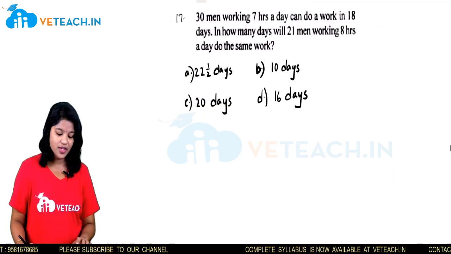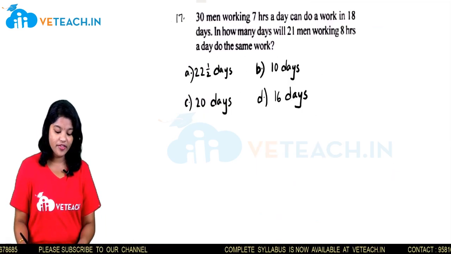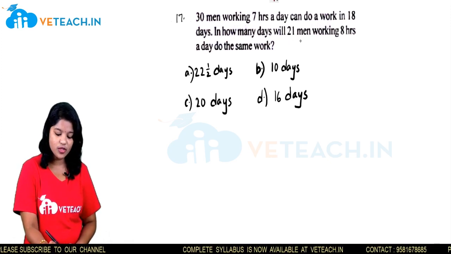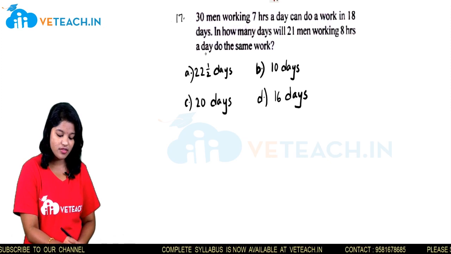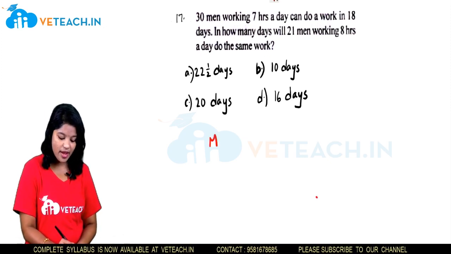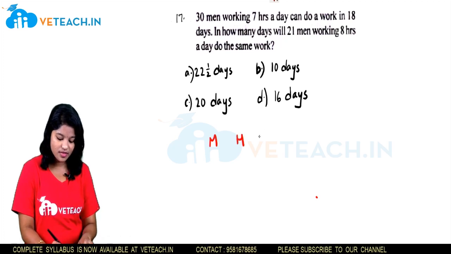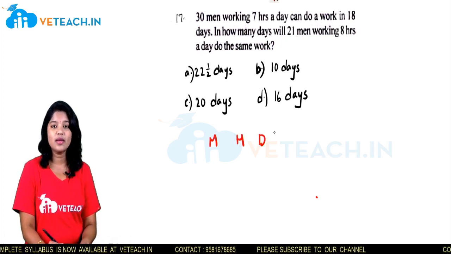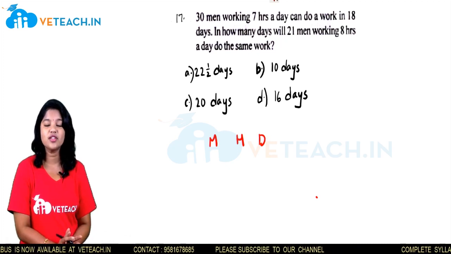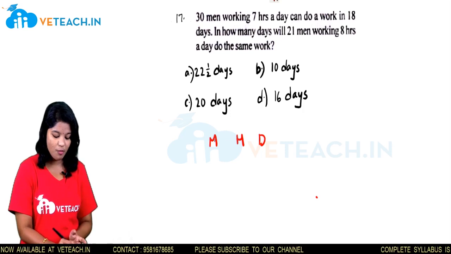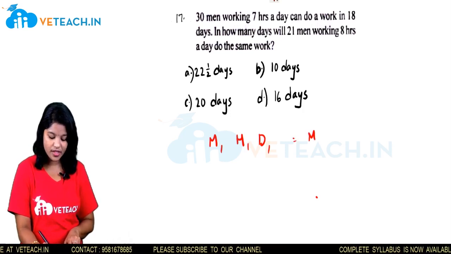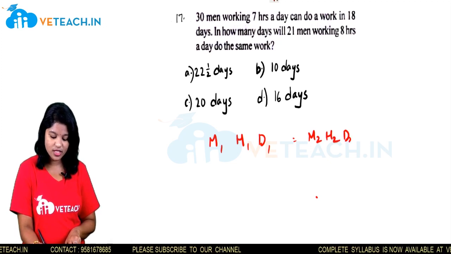See the next problem. 30 men working 7 hours a day can do a work in 18 days. In how many days will 21 men working 8 hours a day do the same work? So here they have given men, hours, days. Since the work is the same, work is treated as constant. So we have to find the relation between the two cases between men, hours and days. So M1 H1 D1 is equal to M2 H2 D2.